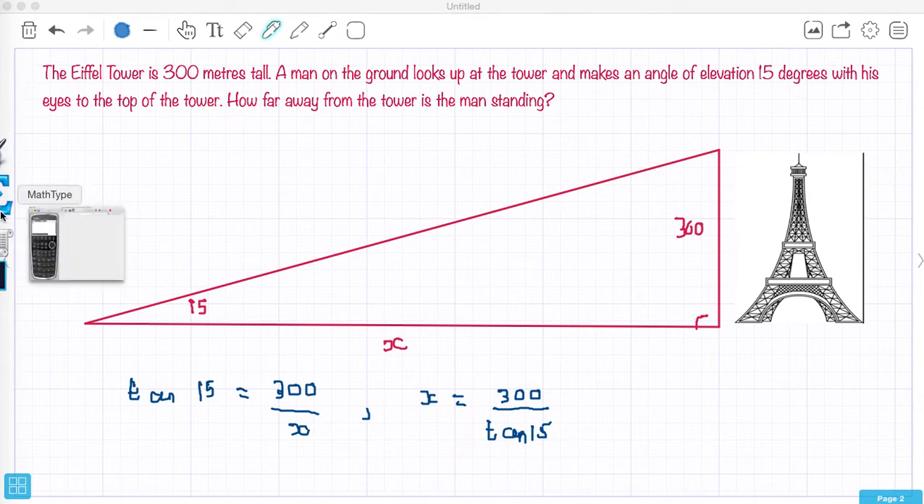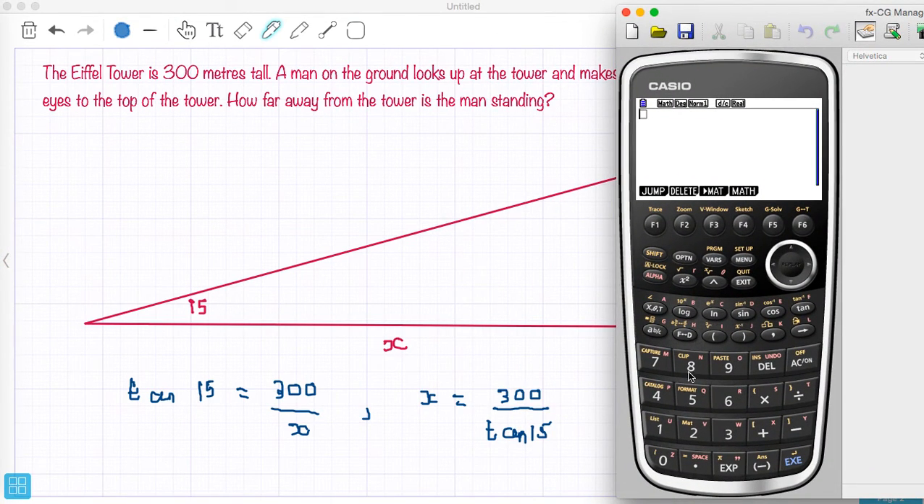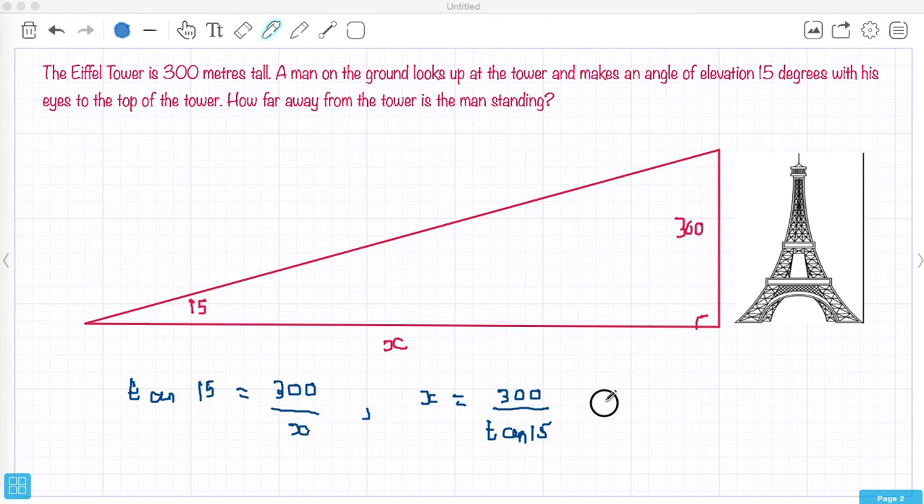Now I don't know what the answer to that is without using a calculator. So let's get my calculator. Let's make sure it's in degree mode, and let's just type that in. 300 divided by tan 15 means we're 1,100, or let's say 1,120 meters away from the bottom. So just over a kilometer away from the bottom of that. So that's very simple, angle of elevation. That's basically it.